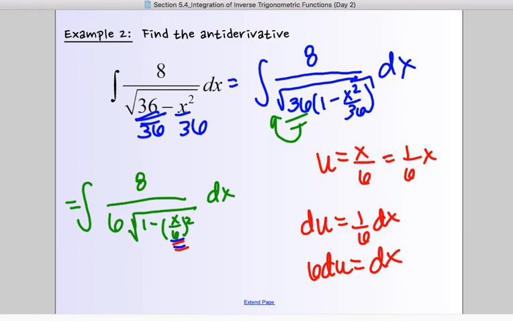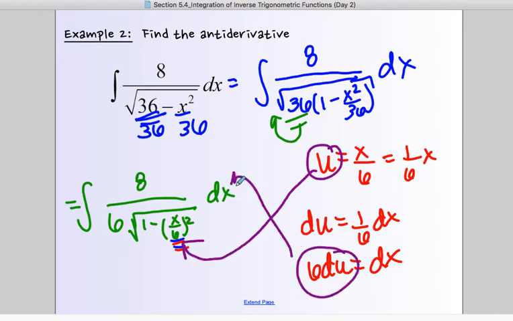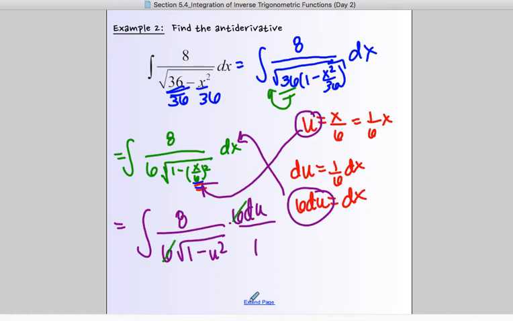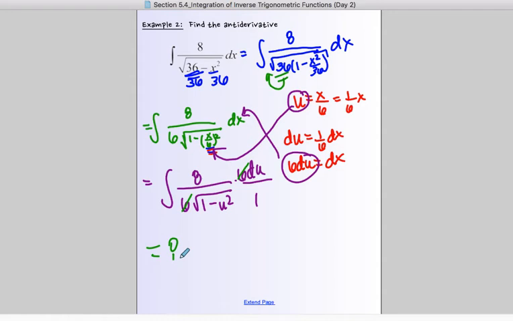And now I'm just going to go ahead and sub everybody in. Putting u in here. And I know what dx is, so I'm going to write that here. So I have 6 square root of 1 minus u squared. I have 8 here, times 6 du. So this is really over 1. I will see that my 6's will cancel. And so my constant is 8. Put that in the front. I have 1 over the square root of 1 minus u squared du.